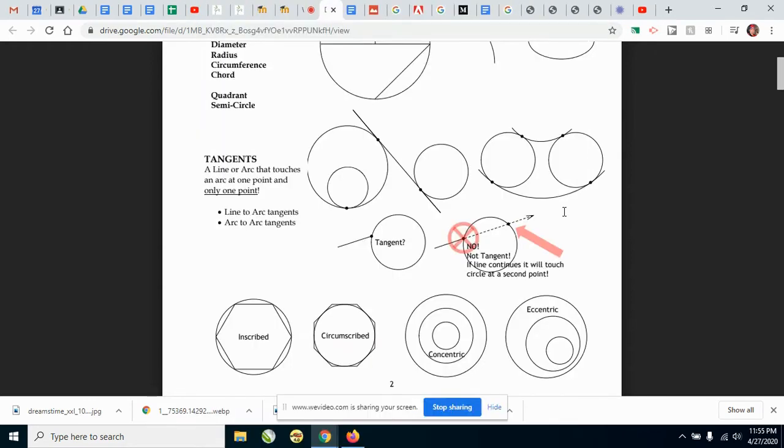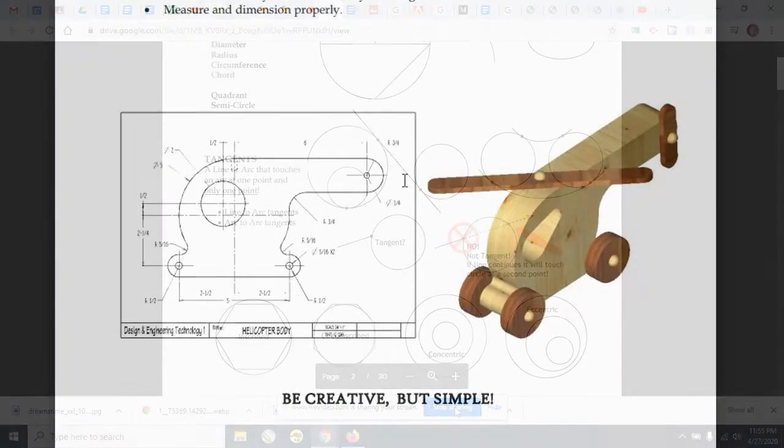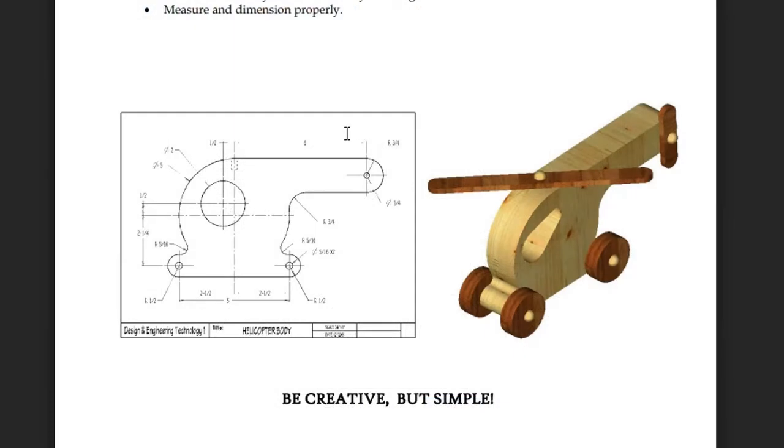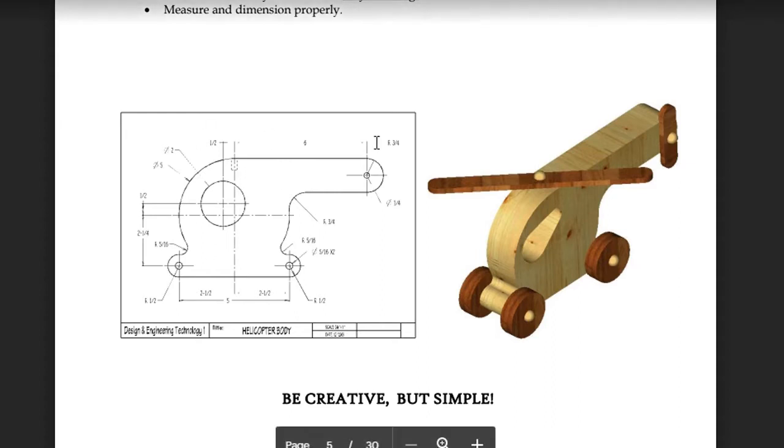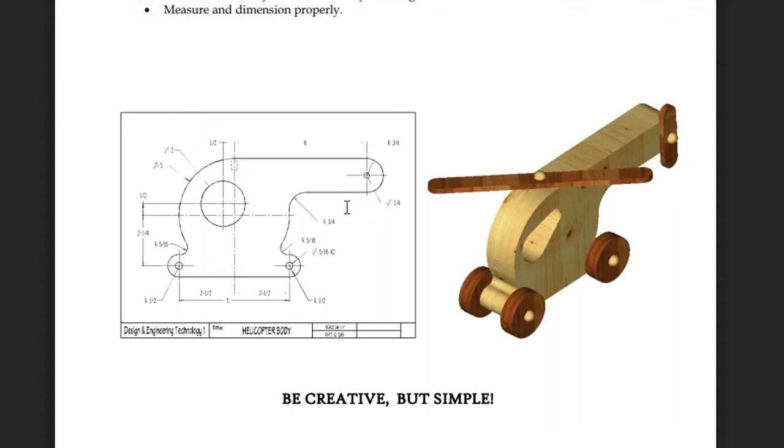So let's get on and talk about how we might draw and sketch using tangents. The next project involves you designing a wooden toy that's going to include tangents. Here's an example of a simple wooden toy helicopter that incorporates that idea of geometric tangents: simple circles and arcs and lines that are tangent to each other. So let's explore this helicopter a little bit more deeply.